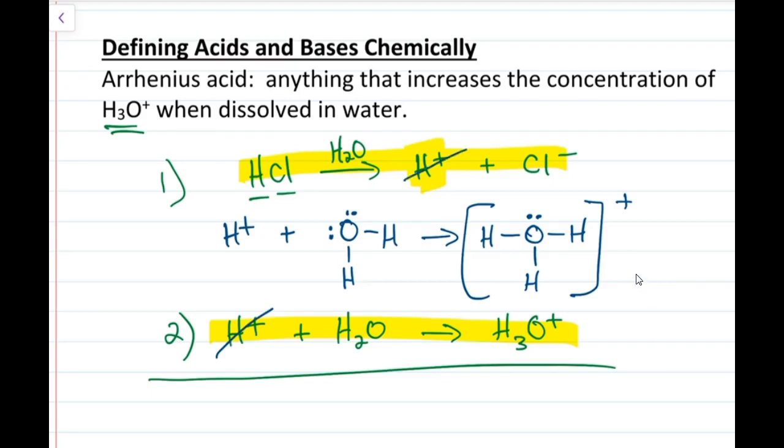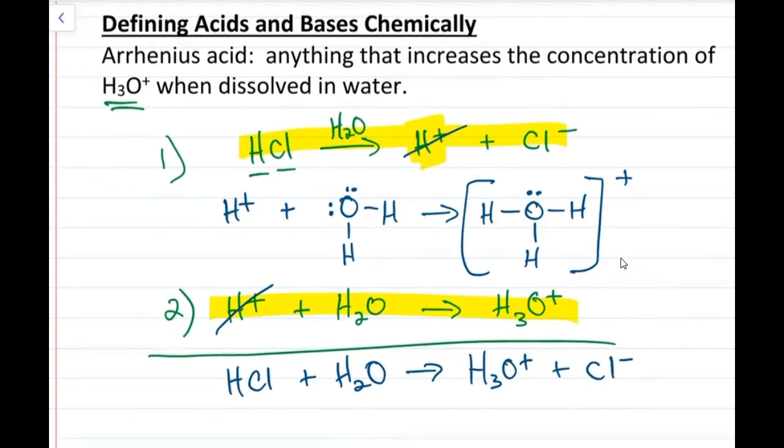And so what I end up with is an overall equation that says HCl plus H2O yields H3O+ plus Cl-. So what we've just written is called an acid ionization equation.